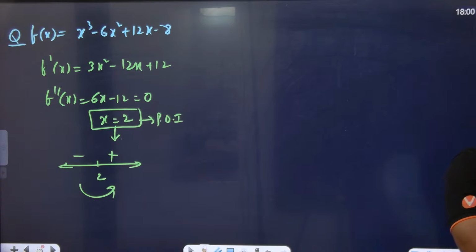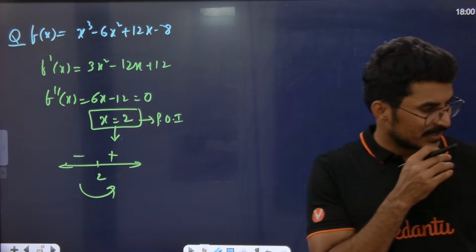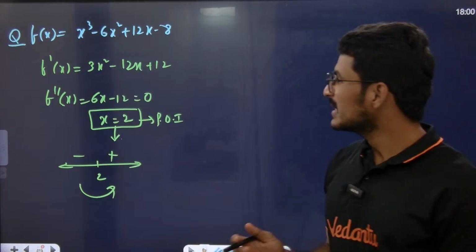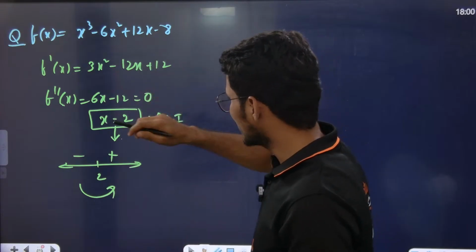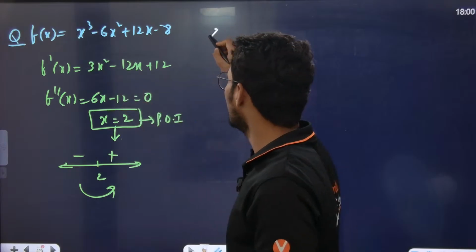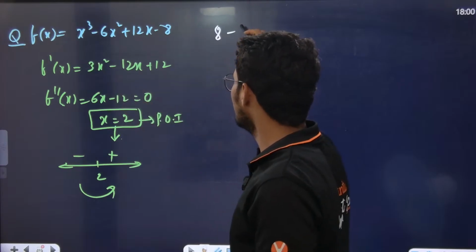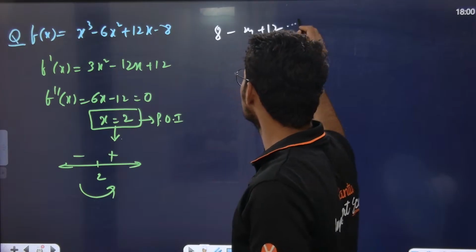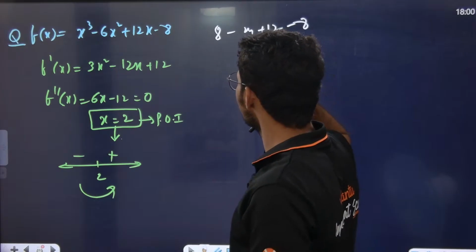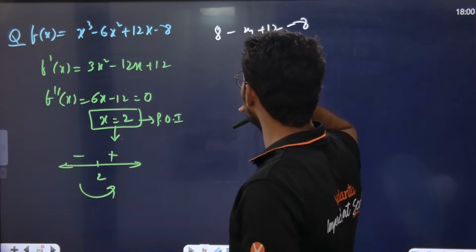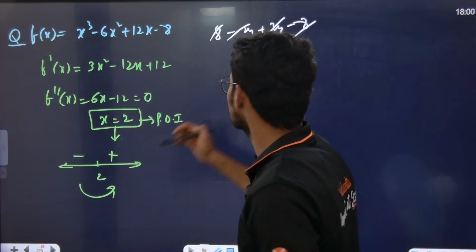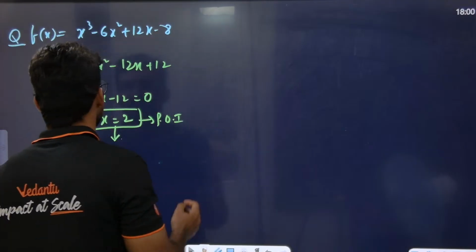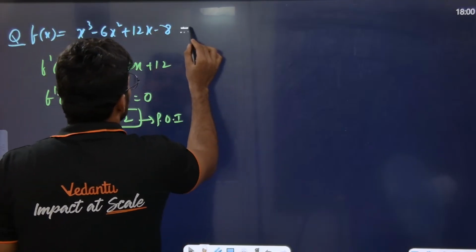Guys, can we say x is equal to 2 will satisfy this or not? Definitely, check. 2 cube is 8, 8 minus 24 plus 24. Yes guys, x is equal to 2 is satisfying f of x. So that's what I'm telling you. X is equal to 2 is a root. Basically this can be written as what?